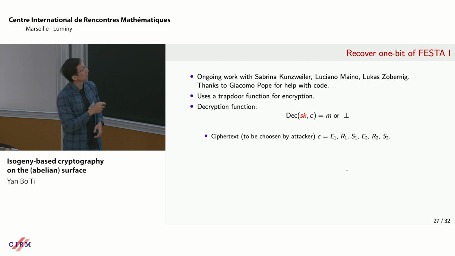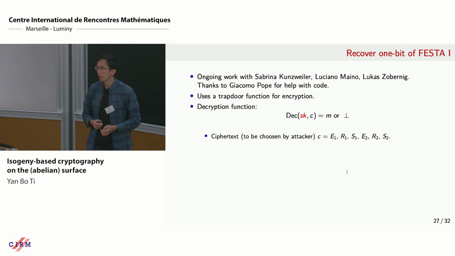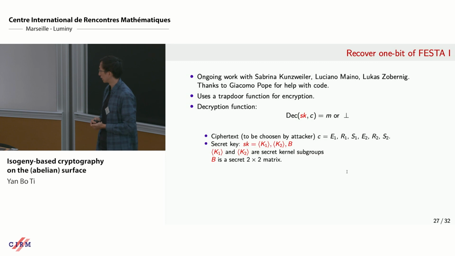In particular, the ciphertext contains 2 elliptic curves and 4 points. R1, S1 belong in E1, and R2, S2 belong in E2. So if I'm able to change this, will I be able to obtain some parts of the secret? That is what I'm trying to do here.